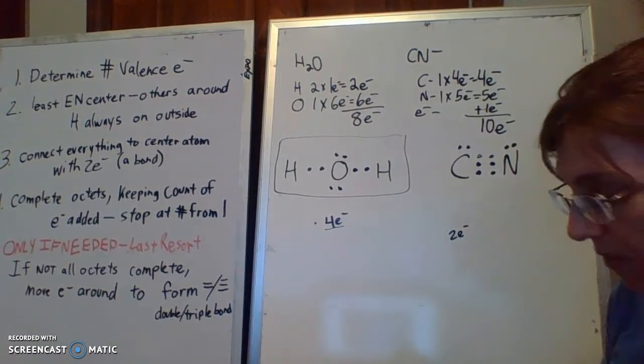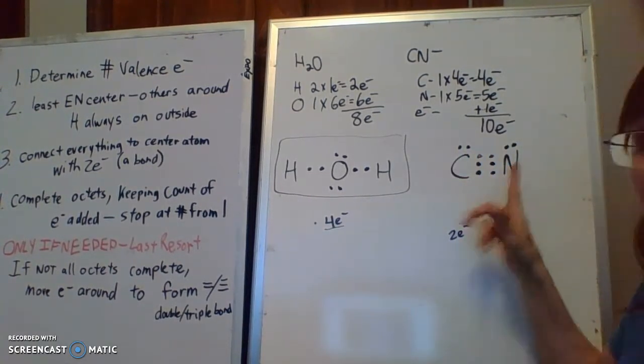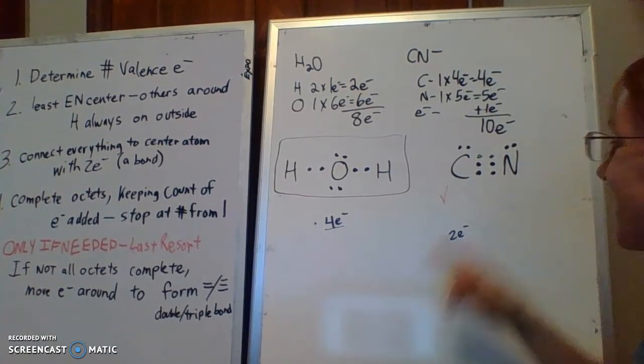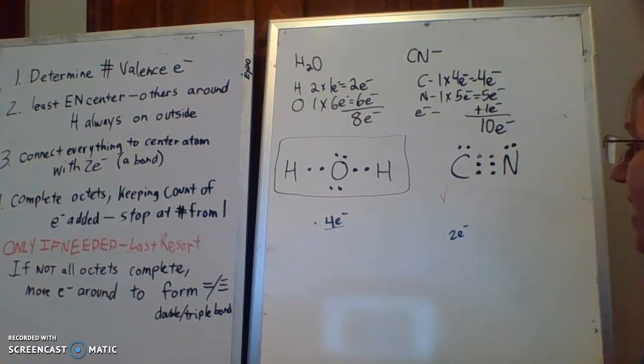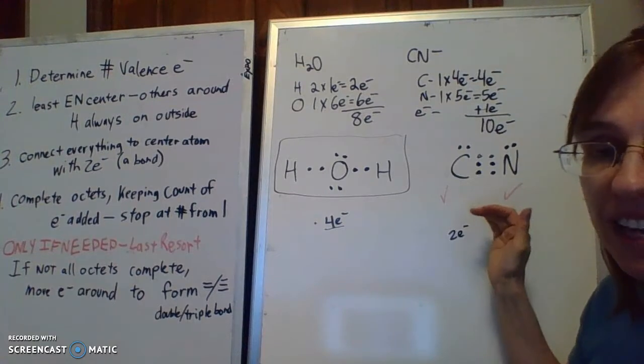Now let's see what we come up with. 1, 2, 3, 4, 5, 6, 7, 8. Oh, carbon's happy now. Yay! Let's go down to nitrogen. Nitrogen has 1, 2, 3, 4, 5, 6, 7, 8. It is happy as well. So now we've got the Lewis structure of CN.